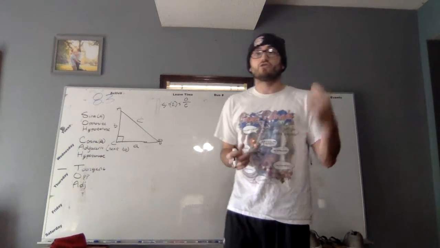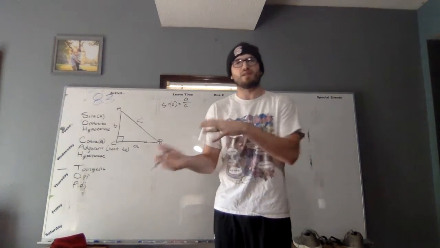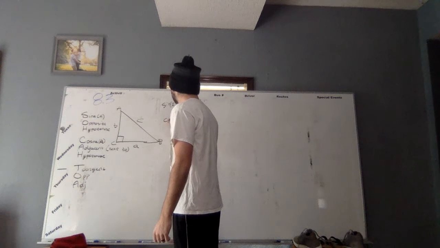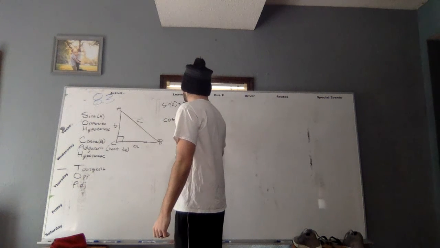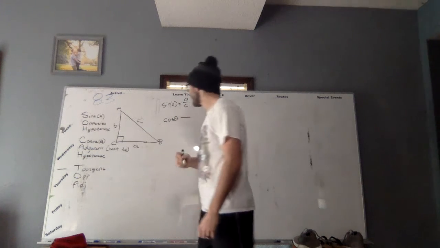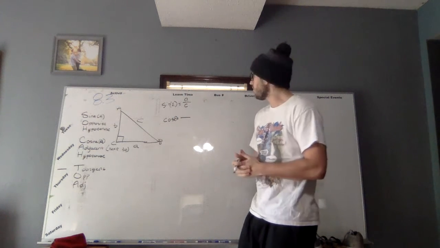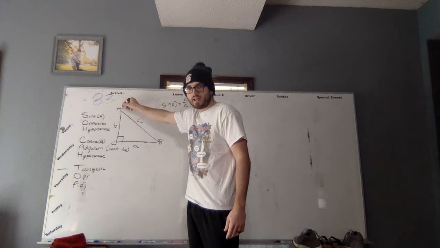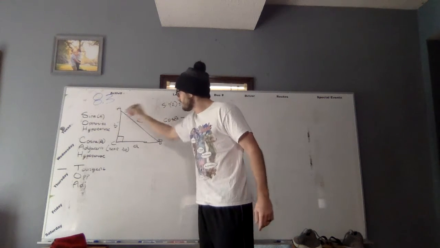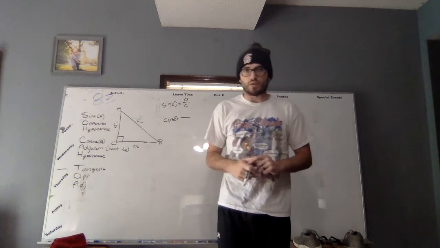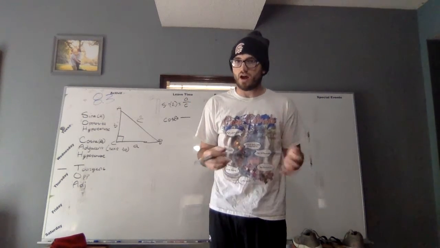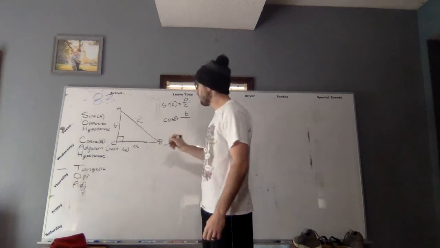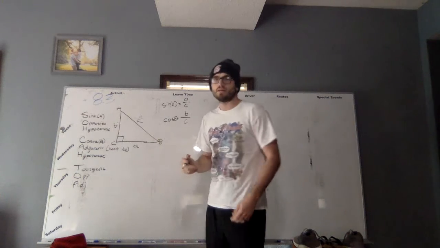Similarly, cosine is adjacent over hypotenuse. Adjacent just means next to. It's the side directly next to that angle. So if I did cosine of A, I'd look at angle A and ask, what side is next to angle A? Now, here's the trick. There's two sides, but it can't be the hypotenuse, because if it was, we'd call it the hypotenuse. So it has to be B over hypotenuse, which is C.